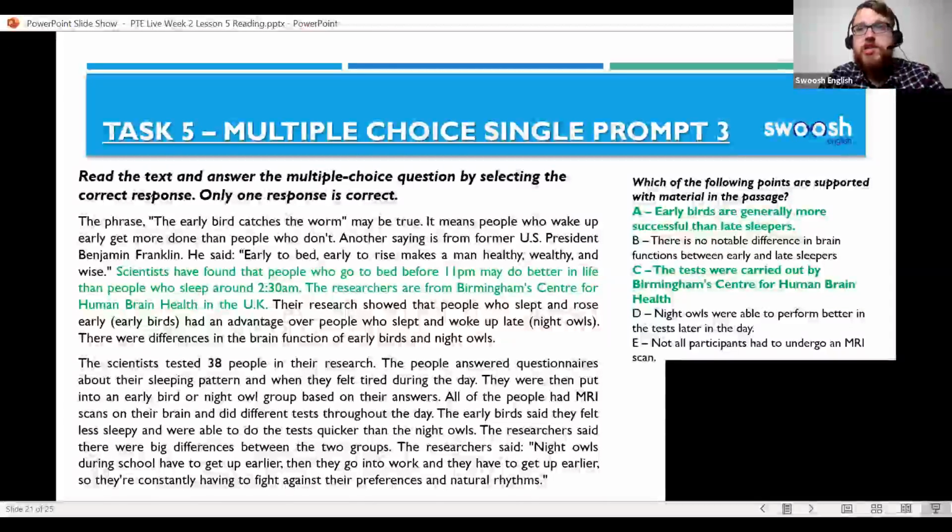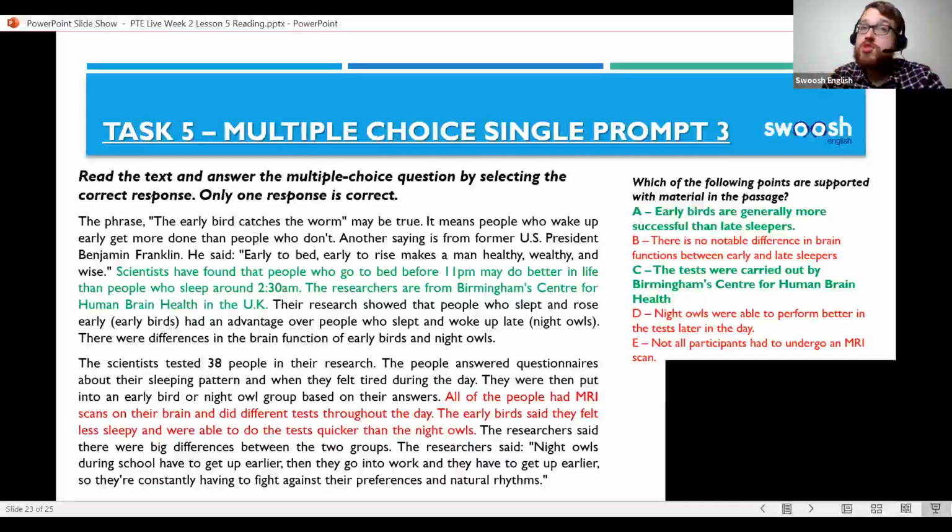Also C, the tests were carried out by Birmingham Center for Human Brain Health. The researchers are from Birmingham Center for Human Brain Health in the UK. Obviously, it doesn't say anything about tests being carried out, but we will assume that the researchers are the people doing the tests, and the Center for Human Brain Health in the UK is the place the test was being done. So that's pretty obvious there as well. So A and C are our correct answers. Let's have a look now at why B, D, and E are the incorrect answers.